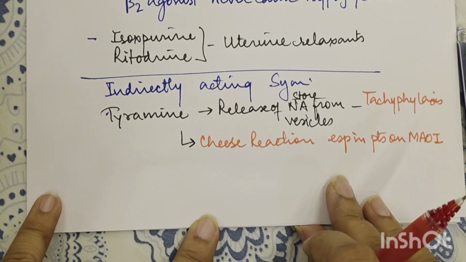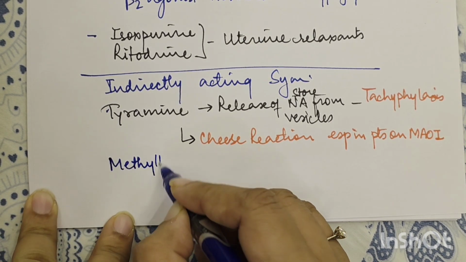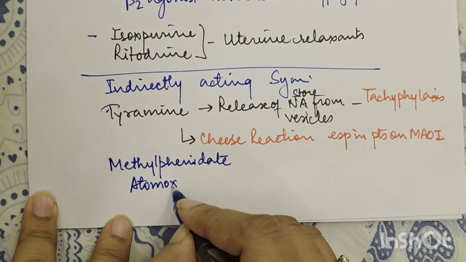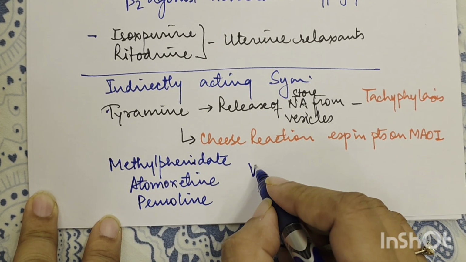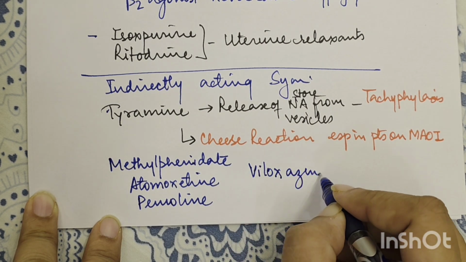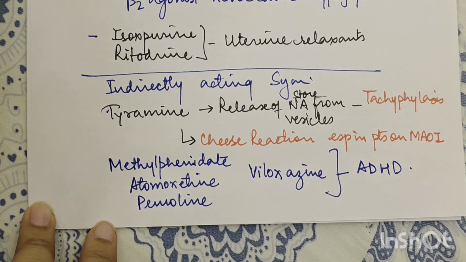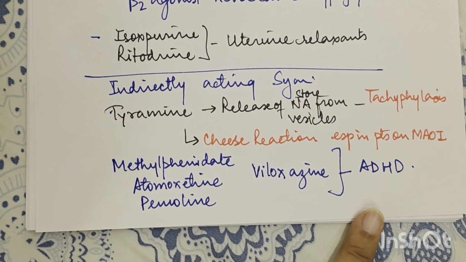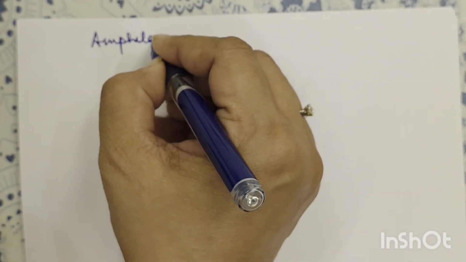Okay, this is important. Then we have methylphenidate, atomoxetine, pemoline, and a new drug called viloxazine, which are all used in ADHD, that is attention deficit hyperactive disorder. Okay, so these are indirectly acting sympathomimetics. If there are questions on treatment of ADHD where you have to choose viloxazine, atomoxetine, any option coming out of this. Then moving ahead, we have amphetamines.